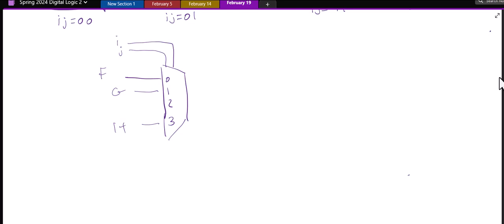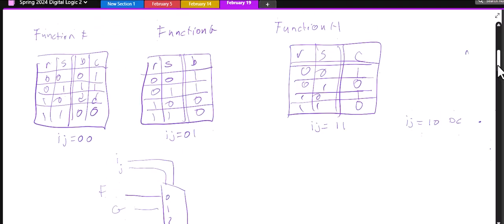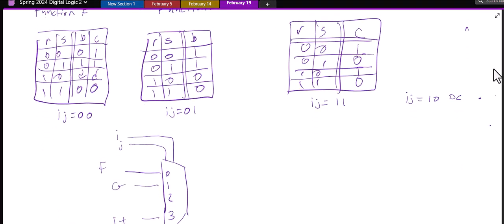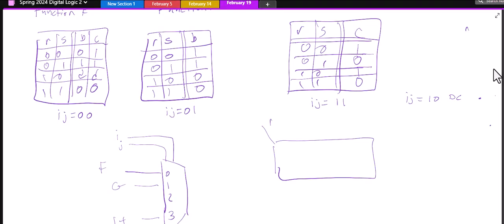So let's figure out how to make F. So F, let me look at B. Oh, I have two outputs. Okay, I need to keep that in mind. All right, so I have R, and we're supposed to use a 4-variable Karnaugh map. Okay, so let's do that. So let's make our 4-variable Karnaugh map.